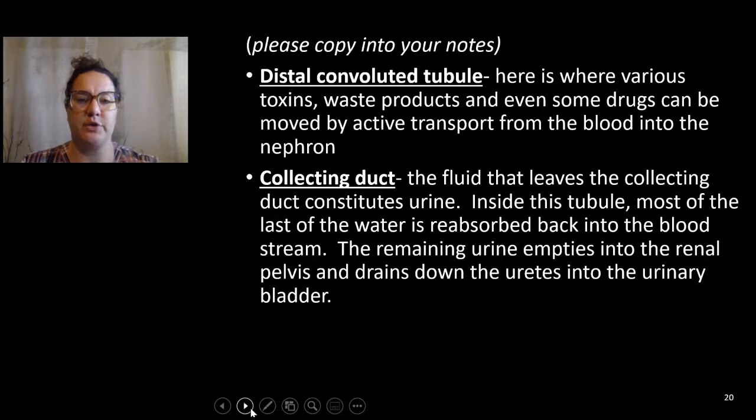The distal convoluted tubule is where various toxins, waste products, and even some drugs can be moved via active transport from the blood into the nephron. So this is where our body uses active transport to move compounds that didn't just get filtered out from the blood into the distal convoluted tubule using active transport, so using energy. Then the collecting duct is where the fluid that is going to constitute urine gets collected. And inside this tubule, most of the last of the water is going to be reabsorbed back into the bloodstream. The remaining urine is going to empty into the renal pelvis and into the urinary bladder.